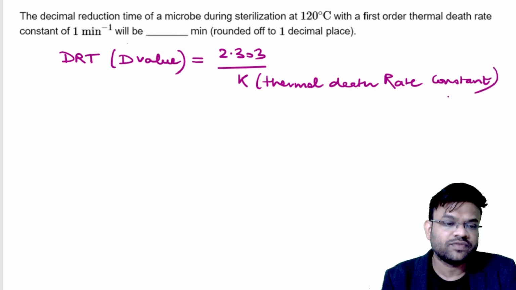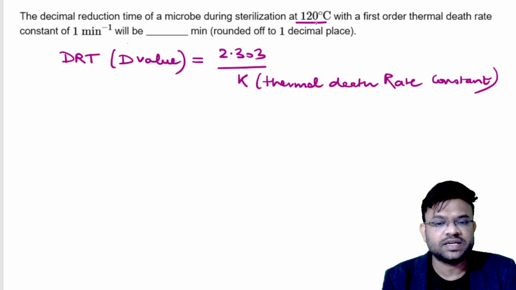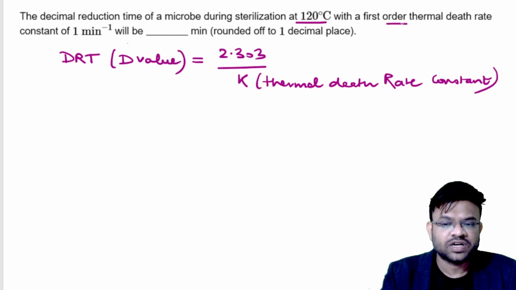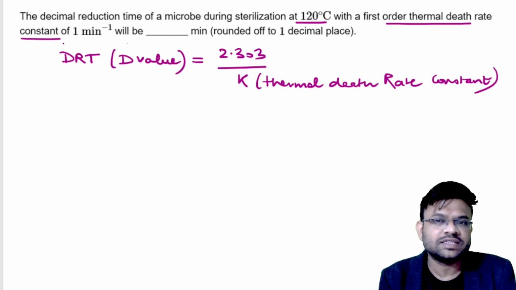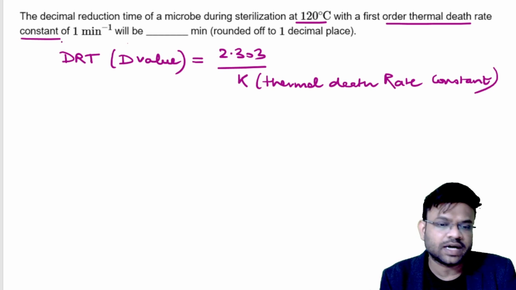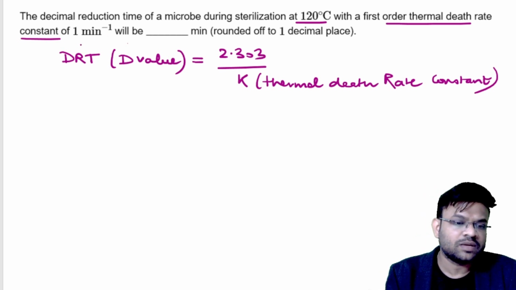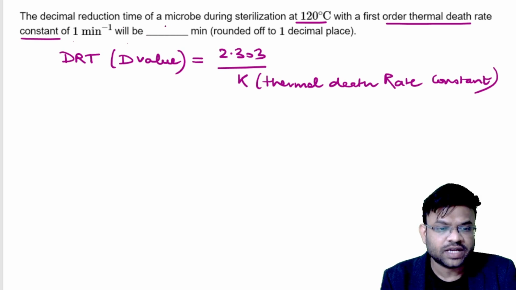And what is given in the question? Decimal reduction time of a microbe during sterilization at 120 degrees centigrade with a first order thermal death rate constant. Now remember, this is the first order reaction. Obviously whenever you are sterilizing, or creating situations in which the microorganism would be dying, they would be following first order reaction kinetics. Always remember that. So this is 1 per minute, and they are asking you the decimal reduction time of a microbe during sterilization at 120 degrees centigrade with the first order thermal death rate constant of 1 per minute.